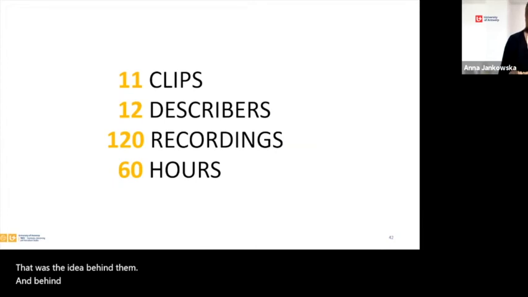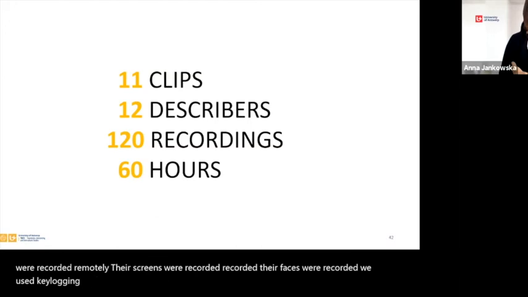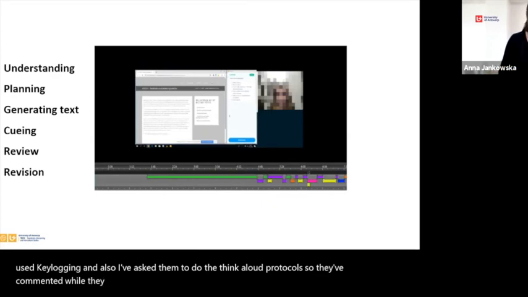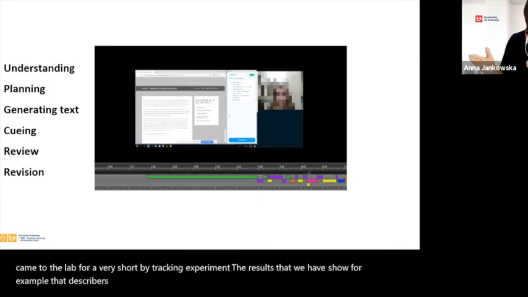And what the describers did was they worked at home. They were recorded remotely. Their screens were recorded, their faces were recorded. We used keylogging. And also I've asked them to do think aloud protocols. So they've commented while they were working. And before the experiment, they came to the lab for a very short eye tracking experiment. The results that we have show, for example, that describers work in recursive loops.